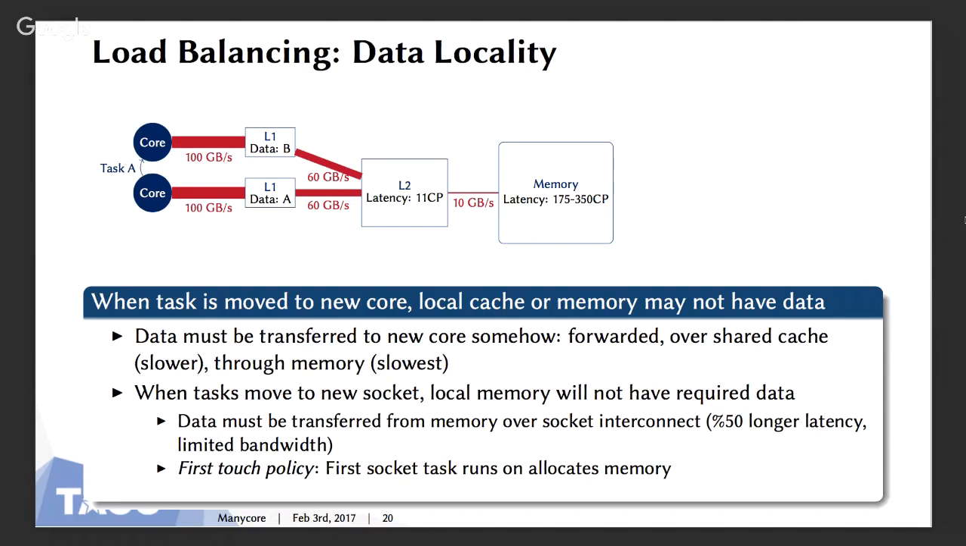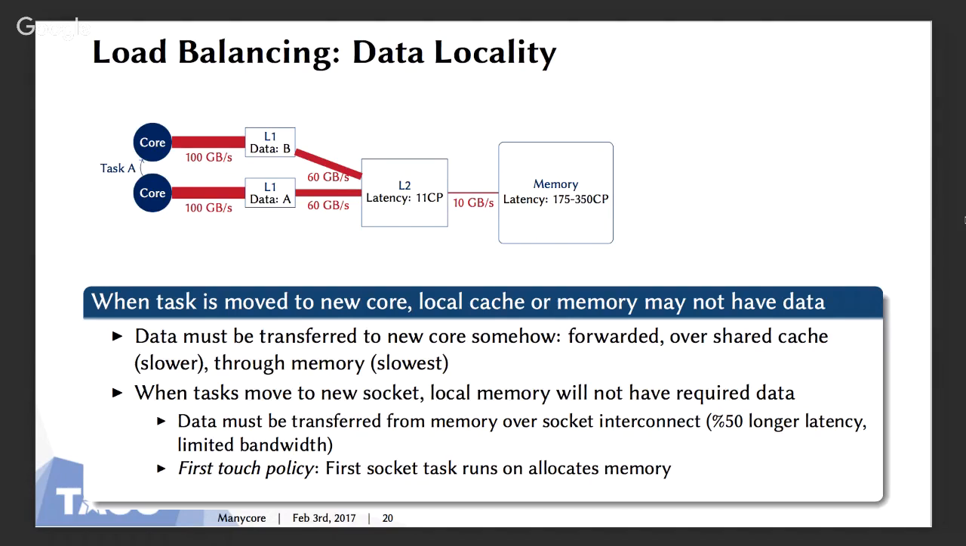Basically, like I said, the idea is when your task moves from core to core, the core that it moves to might not have the data that it needs. This gets even worse if a task moves from one socket to another socket. The local memory on the new socket might not have the data that the core needs to run. And so what has to happen then is the data has to be transferred from the memory on the first socket over whatever interconnection the two sockets have.